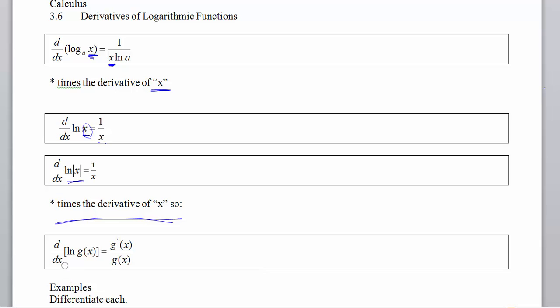It also can be written as, if I'm taking the derivative of natural log of some function, it's going to turn into the derivative of the function over the function. Okay, because that's the same thing as 1 over g of x times the derivative of g of x. So I could just write it as this over this. I'll show you what I mean when I go through and do some examples now.